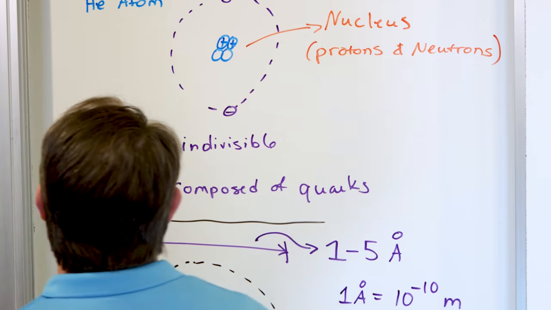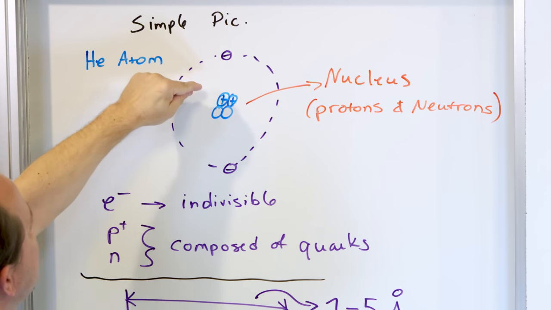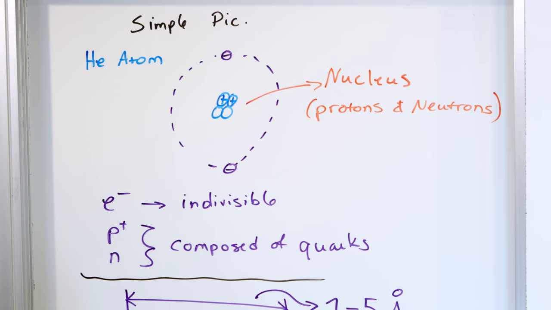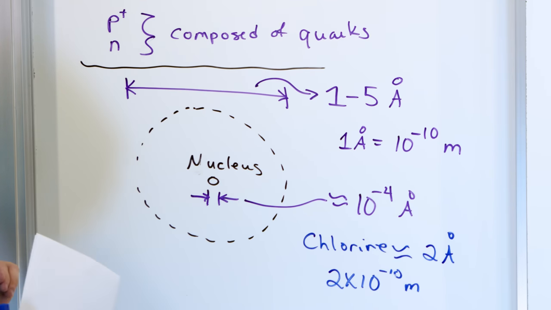we talked about the simple picture of the atom. We said we have a nucleus, we have electrons, we have an equal number of protons with the electrons. We also have these things called neutrons in the middle. We said that the electrons, as far as we know, are not divisible. They're not composed of anything smaller, but the protons and the neutrons are really made of smaller things called quarks, and we're still researching that in modern physics today.